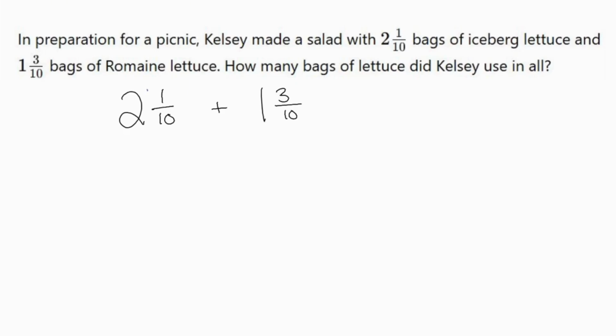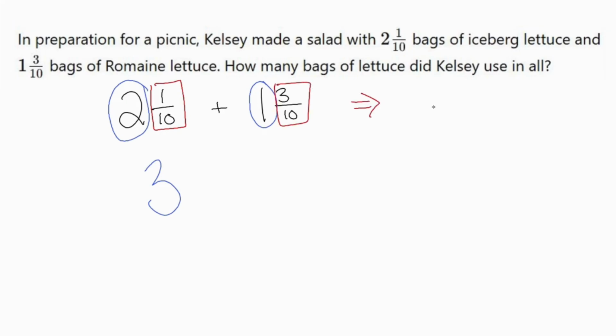So what I know is I have 2 whole bags of iceberg lettuce and I have 1 whole bag of romaine lettuce. 2 plus 1 is 3. So my whole number remains 3. Now, the parts of the bags of lettuce that I have left over are 1/10 and 3/10. So I'm going to go off to the side here, and I'm going to think 1/10 plus 3/10.